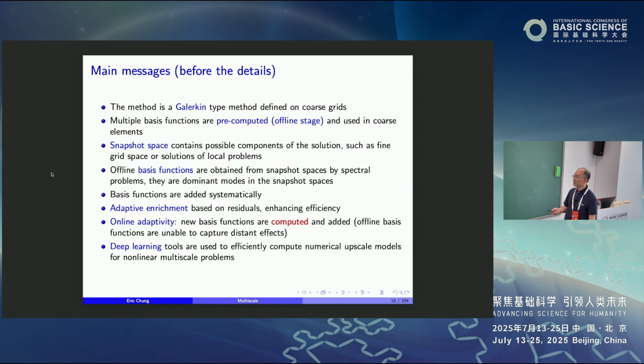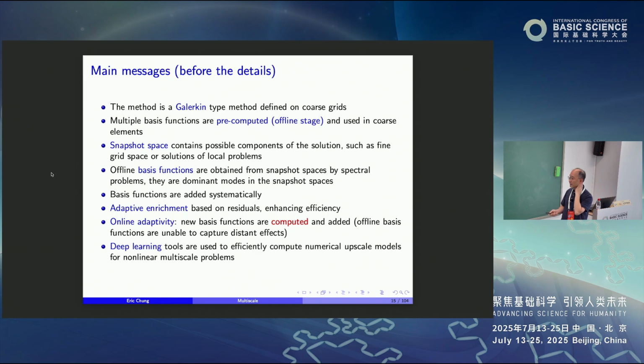And in order to compute these basis functions, what we do is that we will first construct a snapshot space. This space contains a lot of possible components of the solution. And again, because before we solve the equation we do not know the true solution, this is why this snapshot space can be considered as a library of functions. You have to build a library of functions, and then within this library of functions, you try to find the solutions.